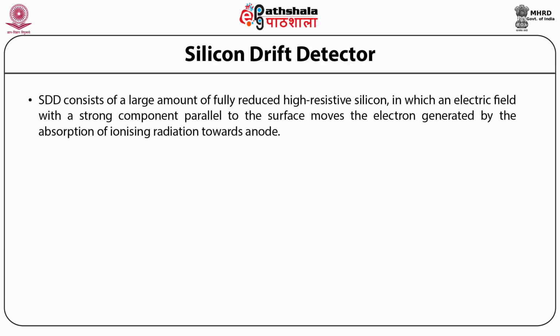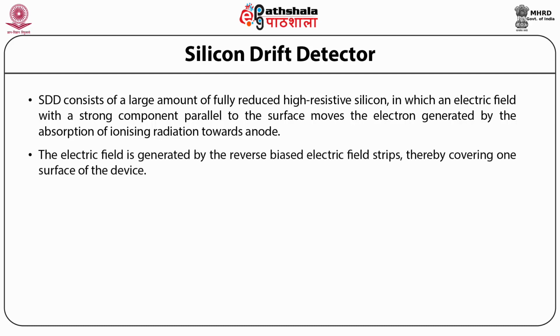SDD consists of a large amount of fully depleted, highly resistive silicon, in which an electric field with a strong component parallel to the surface moves the electrons generated by the absorption of ionizing radiation towards the anode. The electric field is generated by the reverse biased electric field strips, thereby covering one surface of the device.